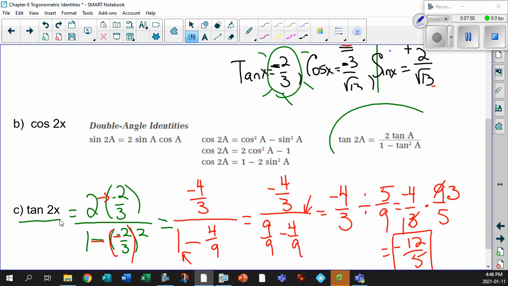Probably the most important thing to do is make sure you've got this in front of you. It's on your formula sheet. Always have your formula sheet right by your side.